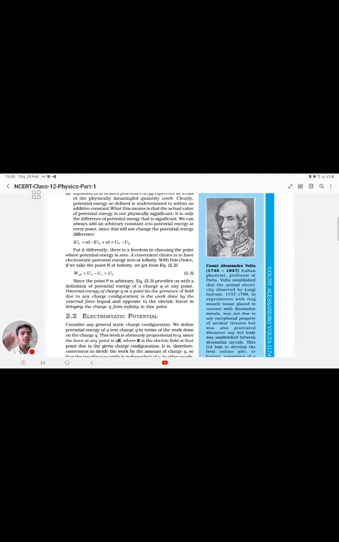So potential energy of a charge q at a point in the presence of a field due to any charge configuration is the work done by the external force in bringing the charge small q from infinity to that point. So how are they defining potential energy of a charge q? Obviously in the presence of an electric field, it is basically the work done by an external force in bringing the charge q from infinity to that point. So that's how we are actually defining the potential energy of that particular charge q or particular point.